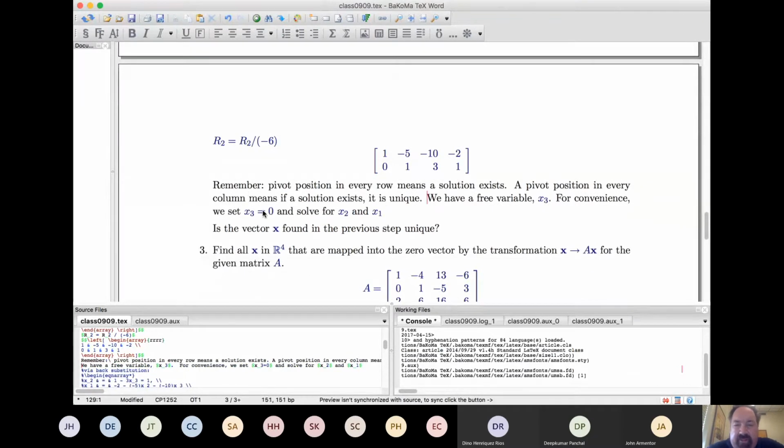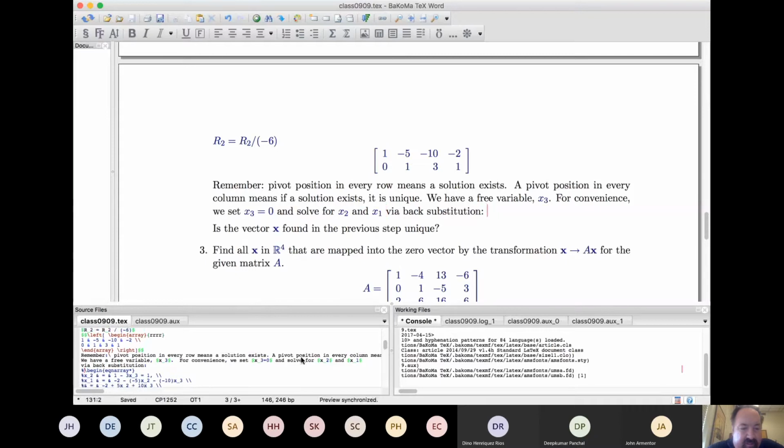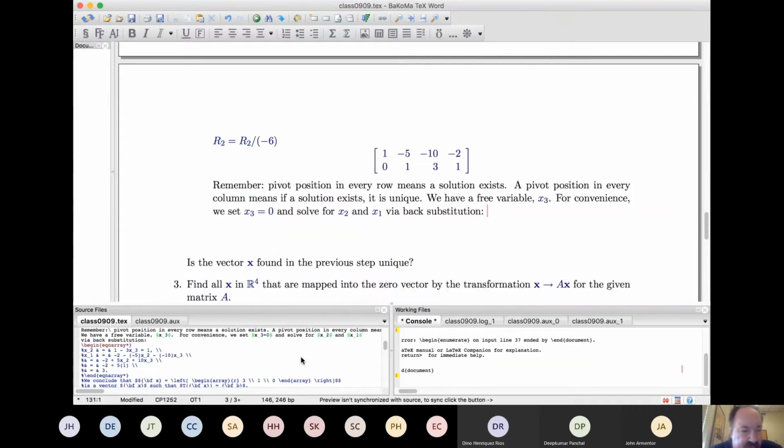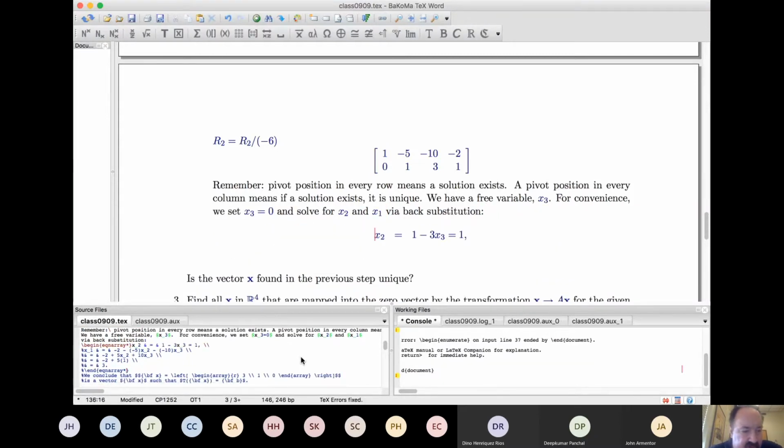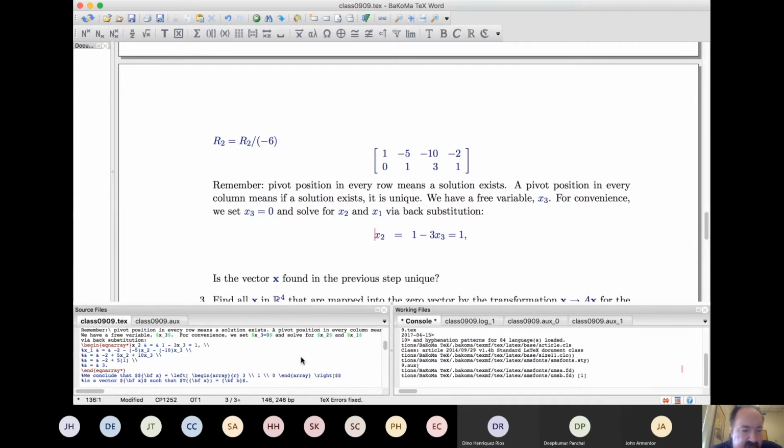So you could choose x3 to be anything. That's what it means to be a free variable, and then solve for x2 and x1 using back substitution. So to get a solution, we'll just set x3 equal to 0. Then we go through the same process. Here I have a right-hand side value of 1, subtracting this off. But then x3 is 0, so we're just going to get 1 in that case.